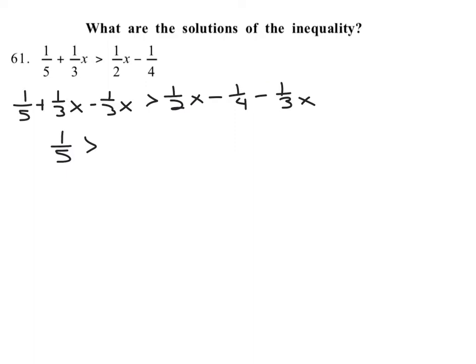So really what I want to know is what's 1/2 minus 1/3. So 1/2 minus 1/3, we need a common denominator of 6. So that's 3/6 minus 2/6, which is 1/6. And you'll eventually just memorize that a half minus a third is a sixth, because it never changes. Okay, so what do we get there then? Well, 1/2 x minus a third x is 1/6 x. And we've still got that minus a fourth.